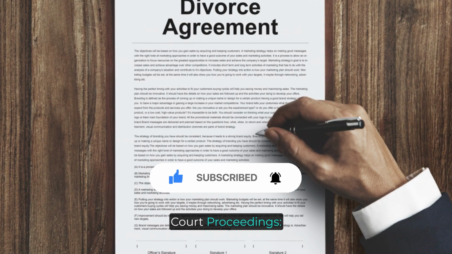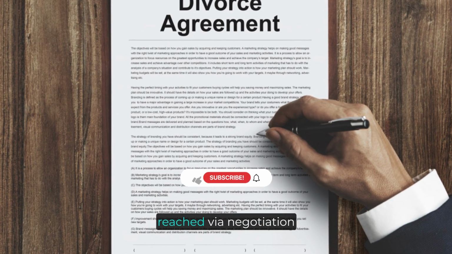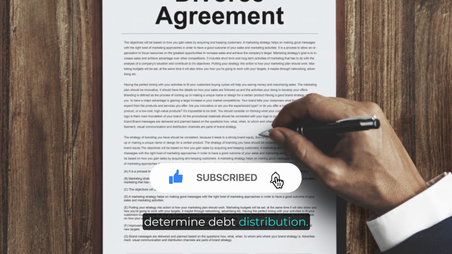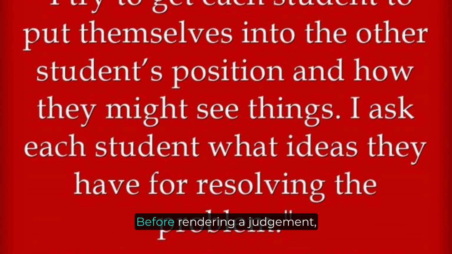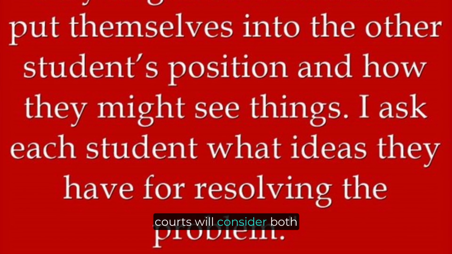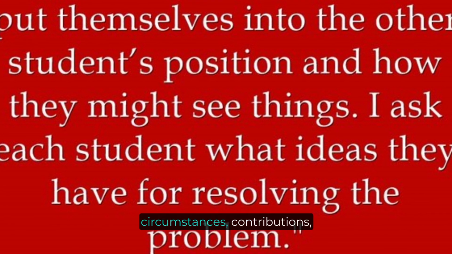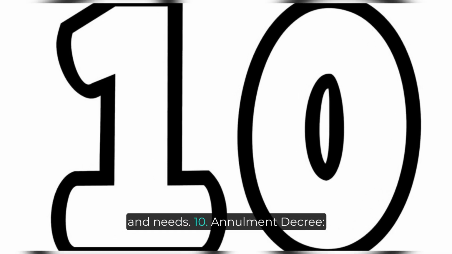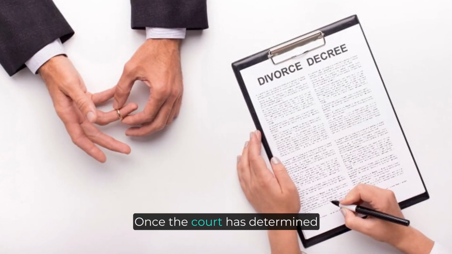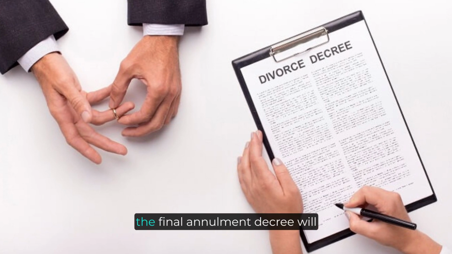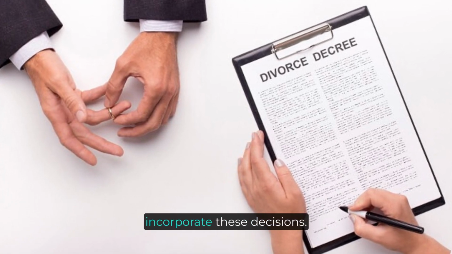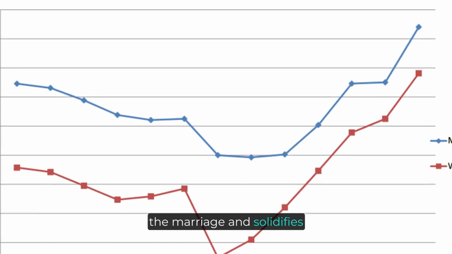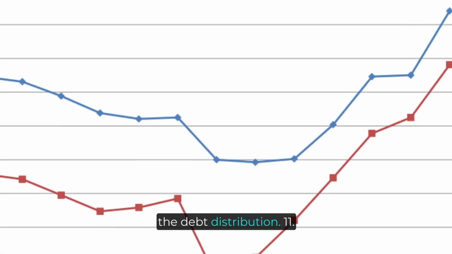9. Court proceedings. If an agreement cannot be reached via negotiation or mediation, the court will step in to determine debt distribution. Before rendering a judgment, courts will consider both parties' financial circumstances, contributions, and needs. 10. Annulment decree. Once the court has determined the division of debts, the final annulment decree will incorporate these decisions. This legally marks the end of the marriage and solidifies the debt distribution.